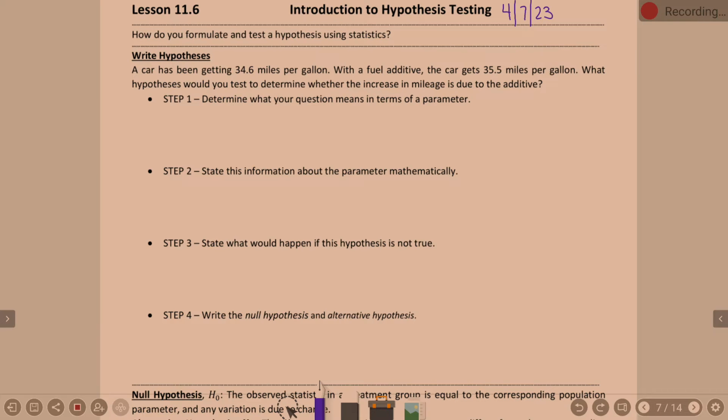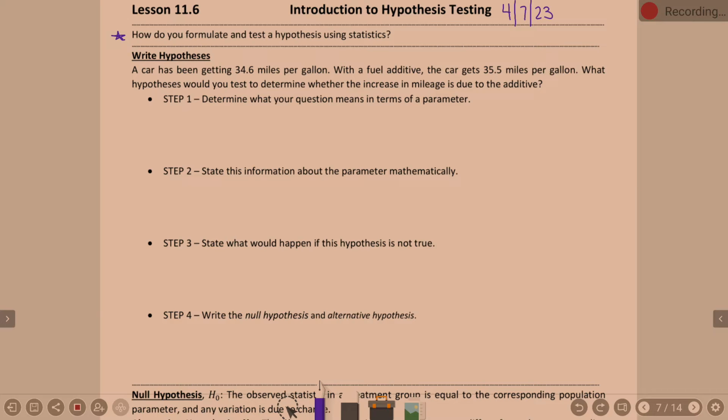Overall, the question that we are asking throughout this lesson is, how do you formulate and test a hypothesis using statistics? As we look at situations, we'll be writing 2 hypotheses, kind of what the claim is and then just what the basic hypothesis is. Then how do we test? How do we know what's true? What are our options? How can we test these situations? How can we try them out?